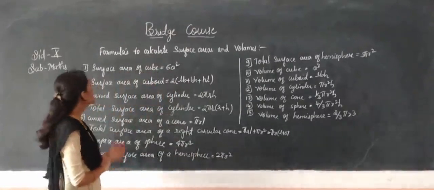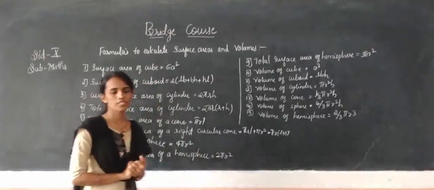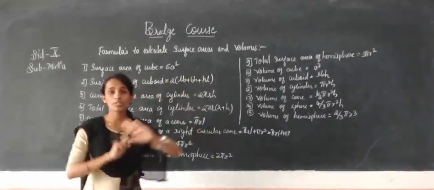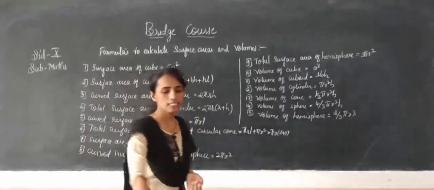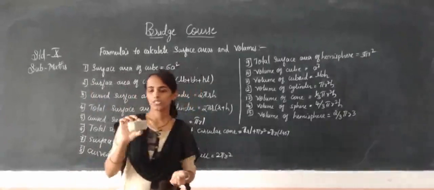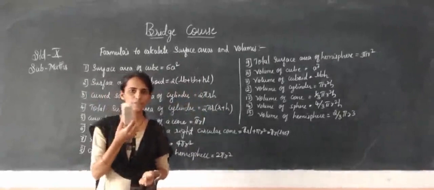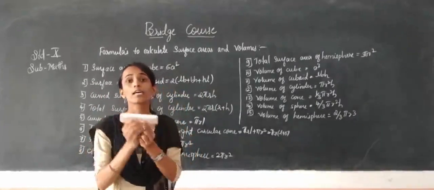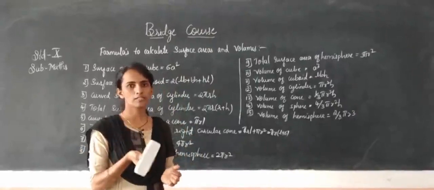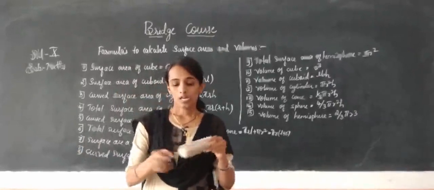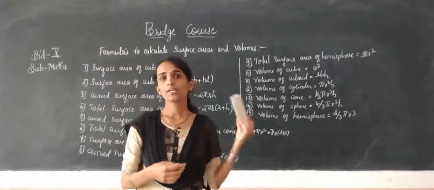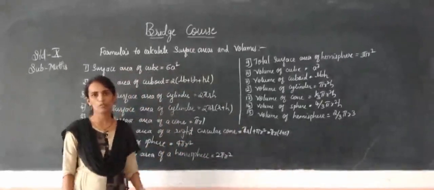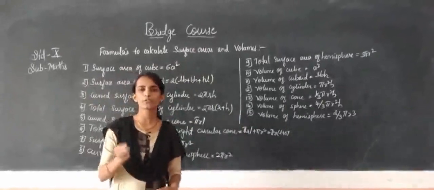The first one is the surface area of the cube. Surface area means we have to calculate the area of the solid. For example, consider this duster as a solid, in the shape of a cuboid. We want to measure the area of this cuboid. There is one particular formula; we do not measure each side separately, we use the standard formulas to calculate the area of particular figures.